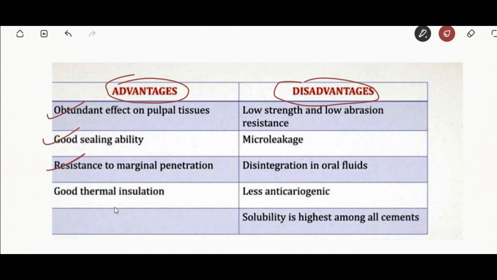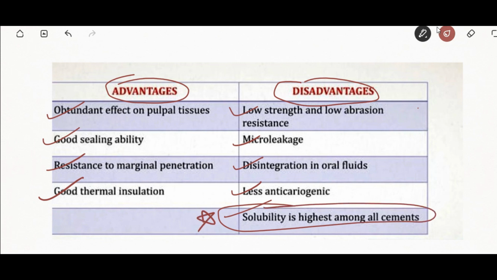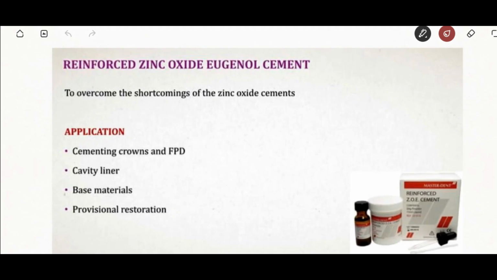These are the advantages and disadvantages of zinc oxide eugenol cement. It has an obtundant effect, good sealing ability, resistance to marginal penetration, and good thermal insulation. The disadvantages are low strength, low abrasion resistance, microleakage, and disintegration in the oral cavity. It is less anticariogenic, and its solubility is the highest among all cements.